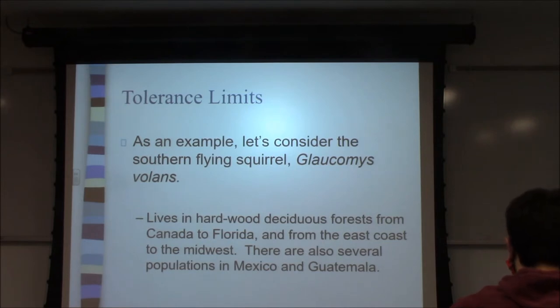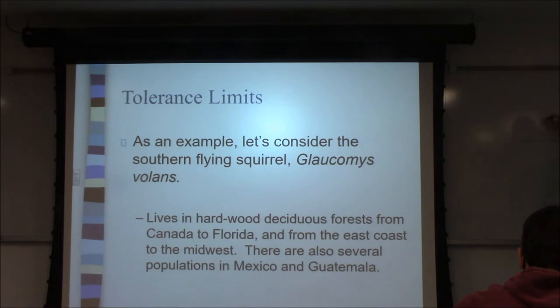So, what's going on? We think of these things in terms of tolerance limits, okay? Every species has a certain set of requirements that it needs in order to persist. One of the things that's going to be important is temperature and moisture, things of that sort. And if you exceed those limits, the species is no longer there. You can think of it as a bell-shaped curve.